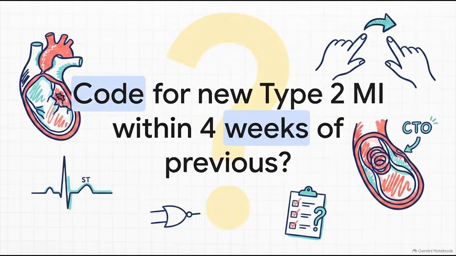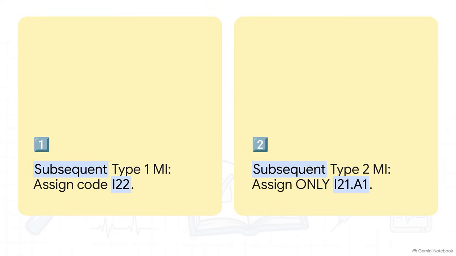But just to ensure we fully understand the boundary of this exception, let's flip the scenario for a second. What is the coding logic if the provider documents an acute MI and a CTO, and they are both occurring in the exact same vessel? This is the rule to burn into your memory banks today. If they're in different vessels, green light. You code both the acute MI and the CTO.